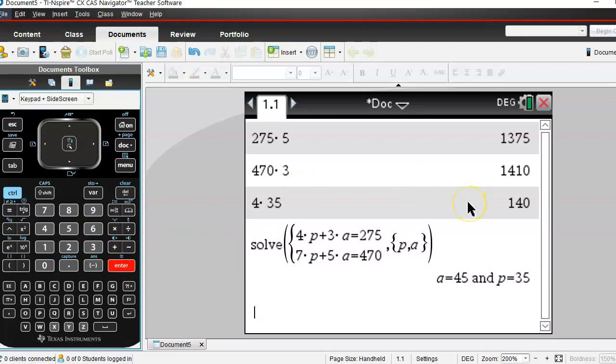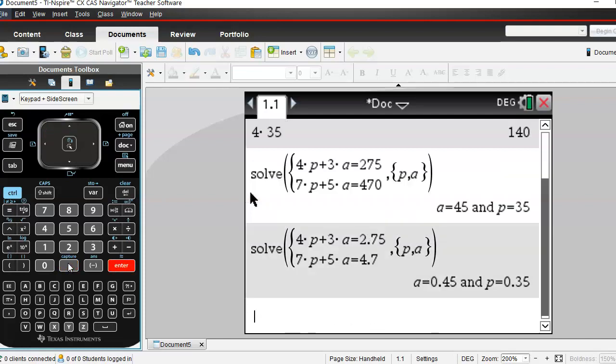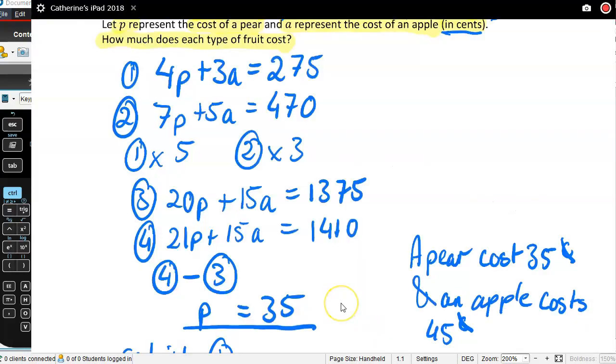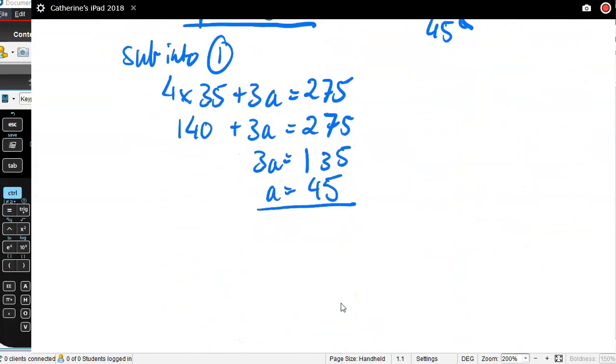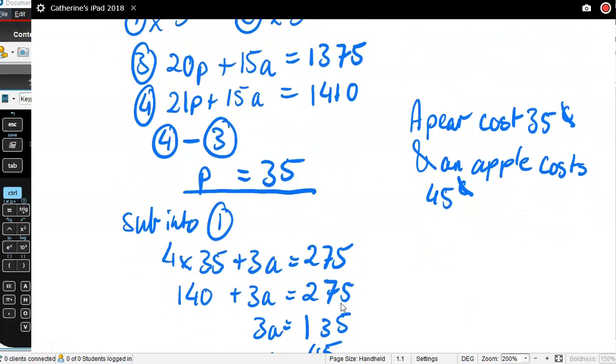If I wanted to have it in dollars, I could have put the decimal points back in, and you can see, yep, there 45 cents and 35 cents. So that's solving applications of simultaneous equations.